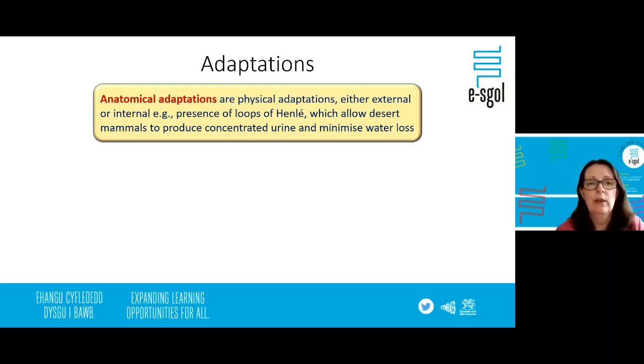It relates this to the idea of survival of the fittest, that as an organism passes on that genetic information and is able to reproduce, then those adaptations are passed on as well. And they can be either internal or external, depending on the organism. So here is an example where we have the loops of Henle in the kidney, and that allows animals that live in the desert to produce concentrated urine and minimize water loss. So that is a physical adaptation for organisms that live in the desert that enables them to survive.